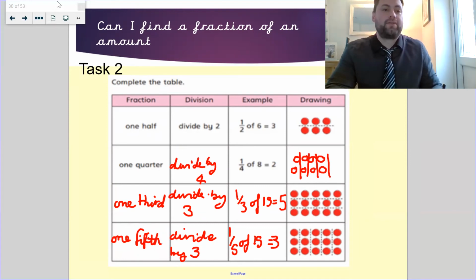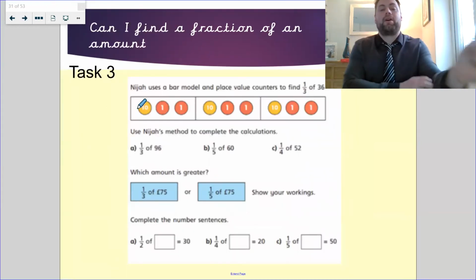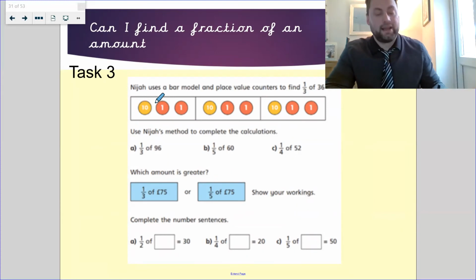Okay, so well done if you got all that right for task 2. For task number 3, Nigel uses a bar model and place value counters to find 1/3 of 36. We can see here that she's put a 10 in each group and she's put 2 1s in each group. So she's found out that 1/3 of 36 is equal to 12. Let's use her method to complete the rest of the calculations.